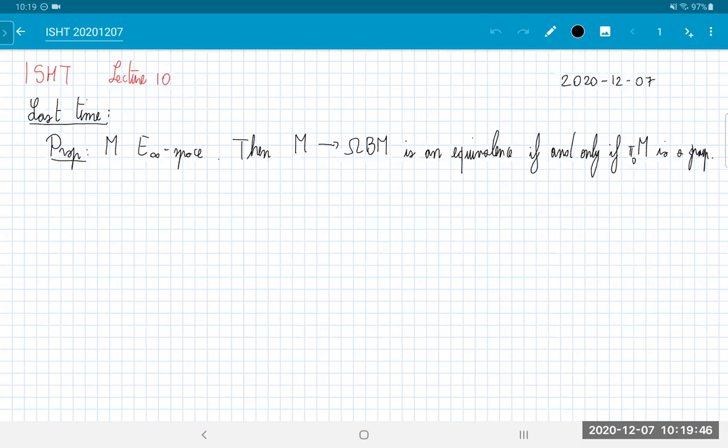We proved that if you have M, an infinity space, which I recall is the same thing as a monoid, an infinity category of spaces, then the map from M to omega of its classifying space is an equivalence if and only if M is an infinity group. One direction is obvious: omega of anything is an infinity group. So if that map is an equivalence, then M sure is an infinity group. An E1 group, not infinity.